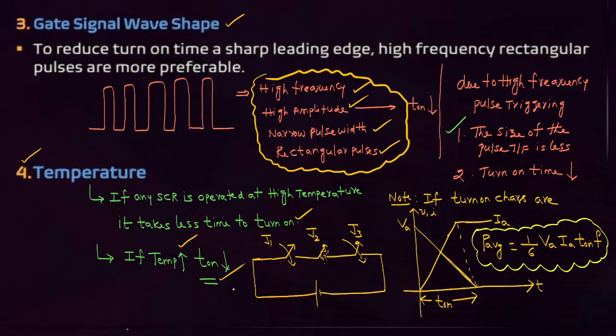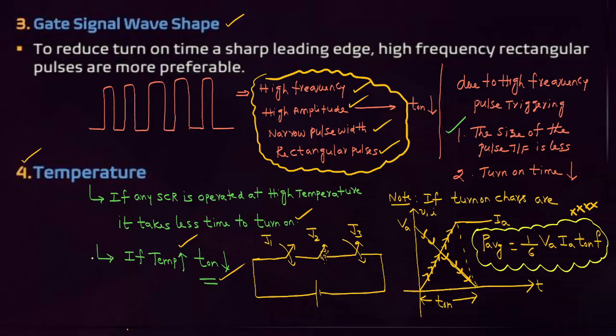We know that during turn on of SCR, current is rising. Let us assume ideal characteristics, since practical characteristics are already given. Current is rising, voltage is linearly falling and linearly rising. For such characteristics, how to calculate the average power loss, which I told already? It is 1 by 6 V into I into turn on time into frequency. For this type of characteristics, you can directly write the average power loss.